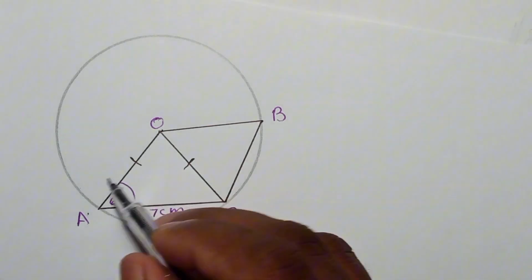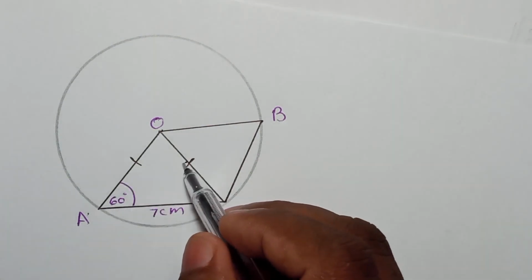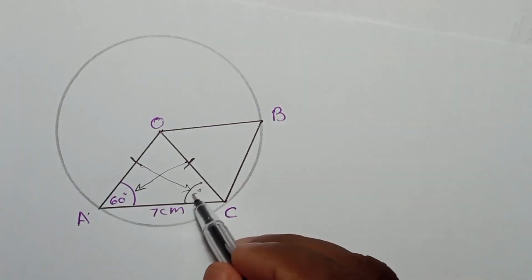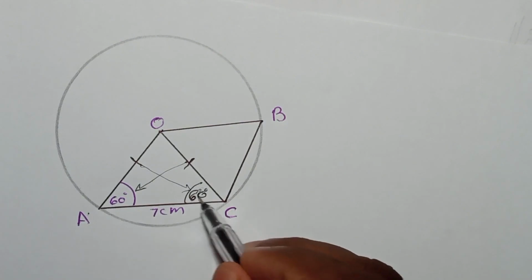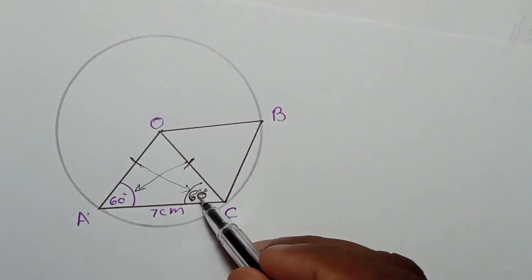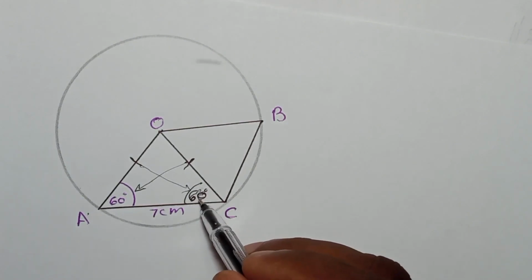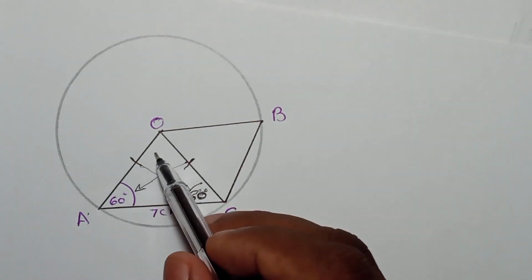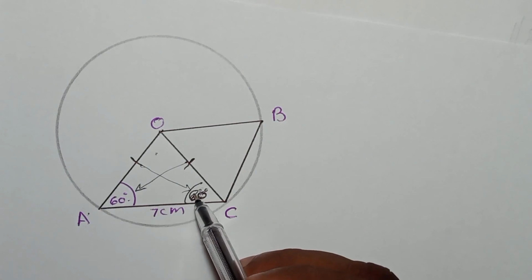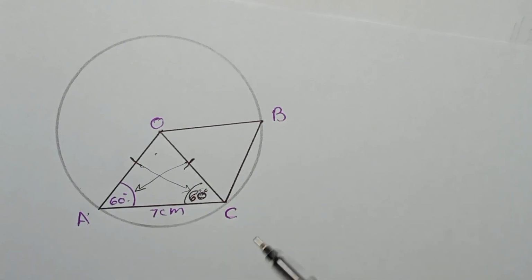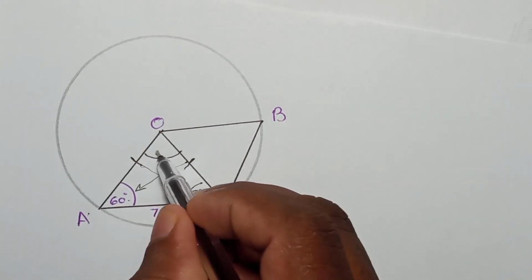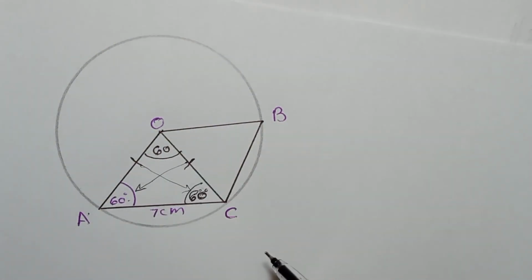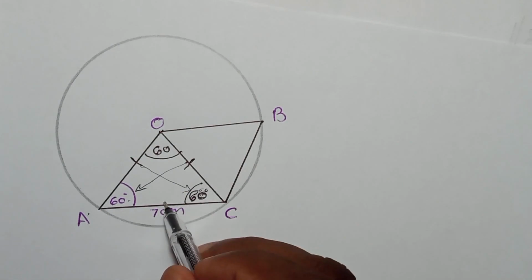That's why these two sides are equal, and this opposite is 60, then this opposite should be 60, because in an isosceles triangle this also should be 60. Then you can find this angle: 60 plus 60 is 120, subtract from 180, this will also be 60. That means actually this is an equilateral triangle. All three sides are equal, right?